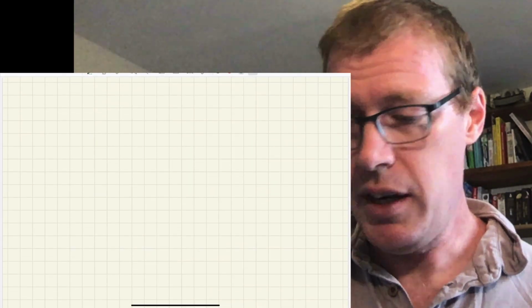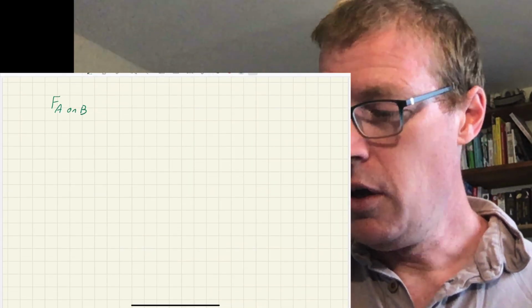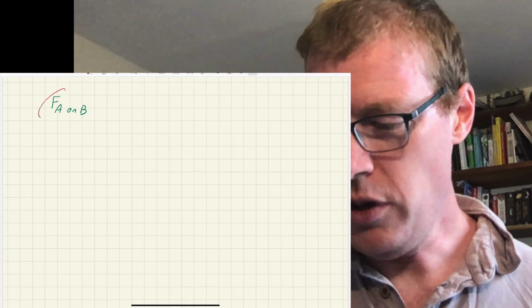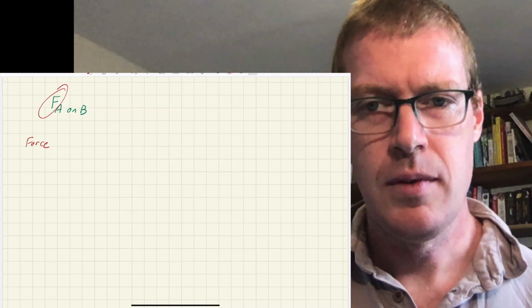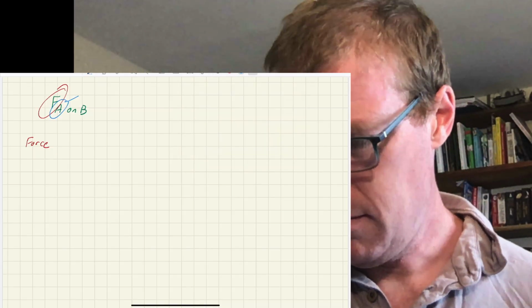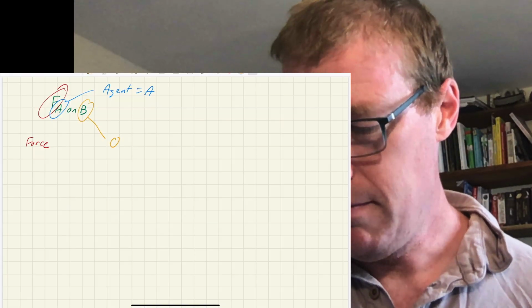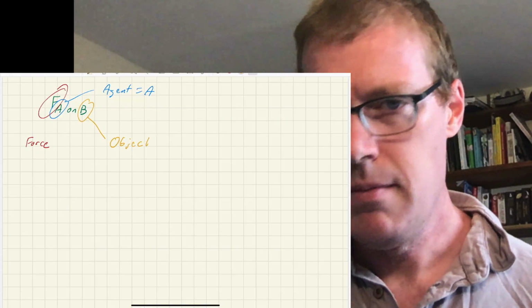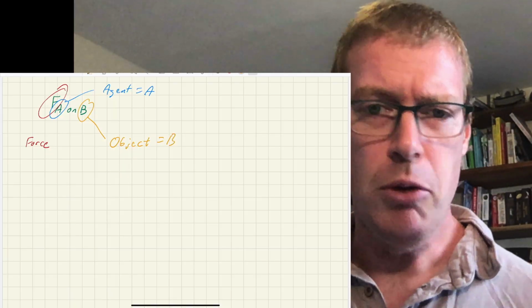I always like to write F_A on B, which corresponds to a force where the agent is A and the object is B. There'll be times when this notation will help clarify our thinking.